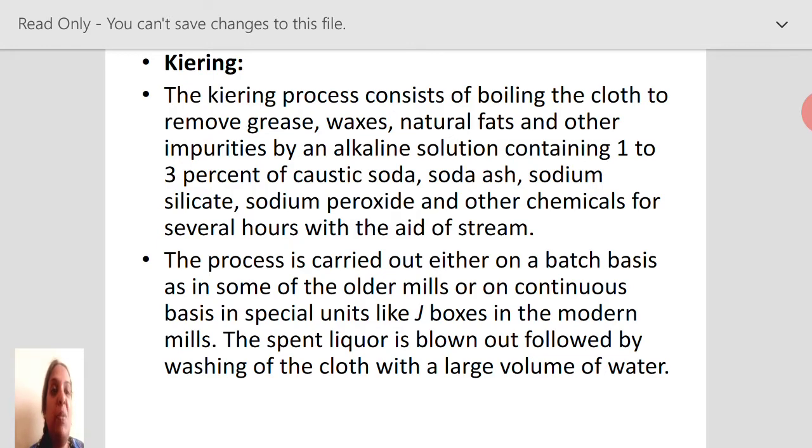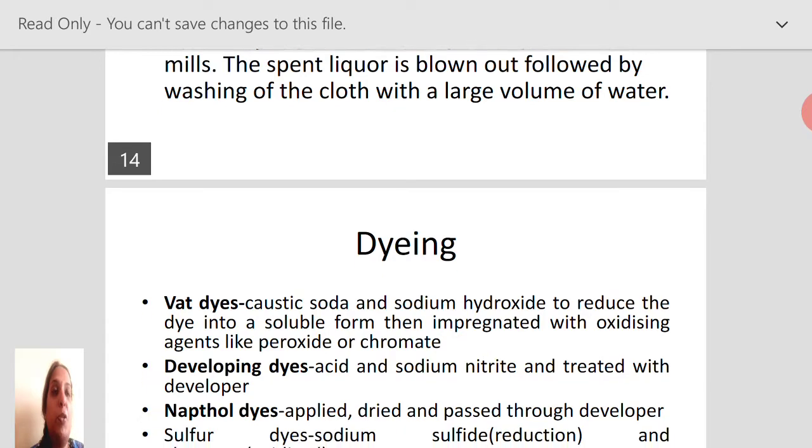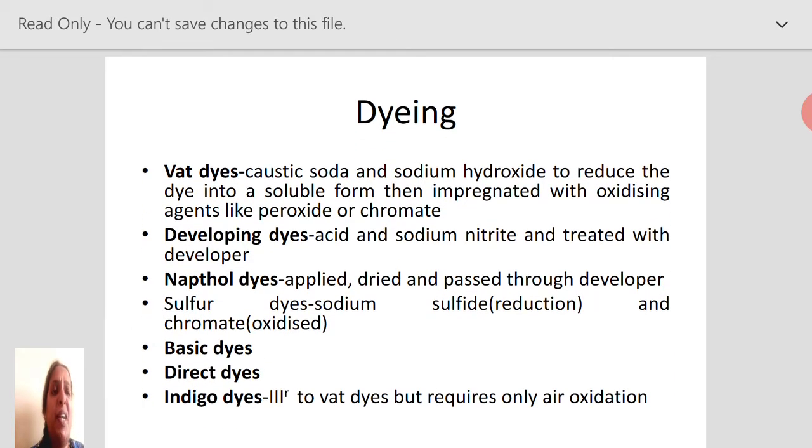So a large volume of wastewater comes from this curing industry, as well as the curing unit, and it requires a large volume of water for processing also. After this, the final stage is your dyeing process, where we'll have different types of dyes, as shown here: vat dyes, developing dyes, naphthol dyes, basic dyes, sulfur dyes, direct dyes, and indigo dyes. That depends upon our requirement. We'll use any of these dyes.